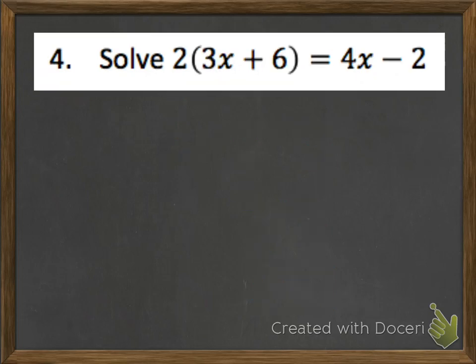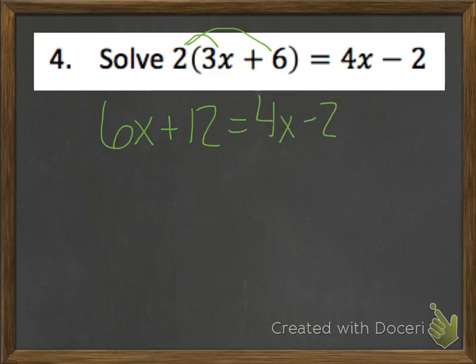Problem 4 wants us to solve 2 times (3x + 6) = 4x - 2. This time I have a set of parentheses and I have x's on both sides of my equation. The first thing I should do is distribute across our parentheses. So 2 times (3x + 6) gives me 6x + 12. That's still equal to 4x - 2.